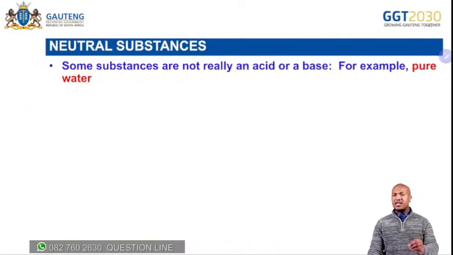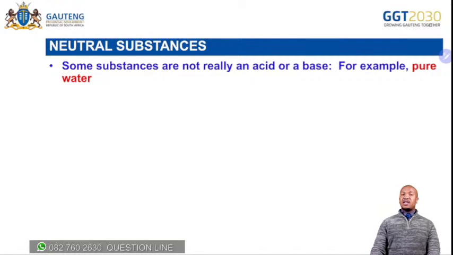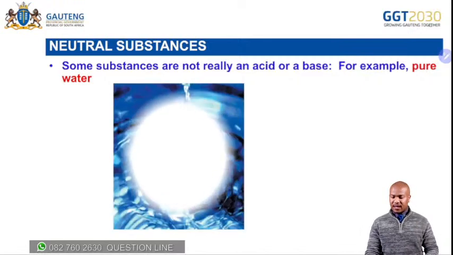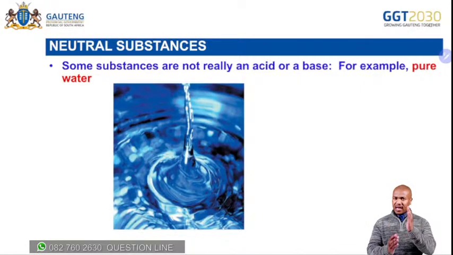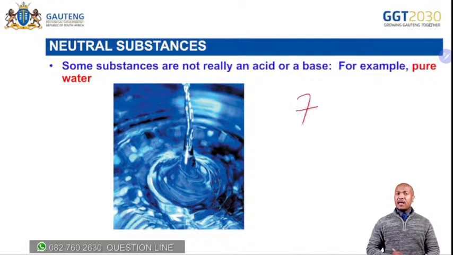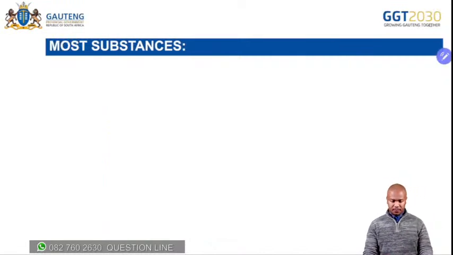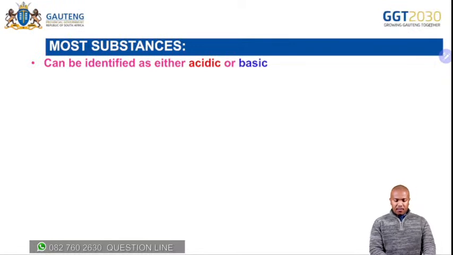Now, neutral substances. We said neutral substances are not acidic or basic. For example, pure water, right? Pure water is right there at pH 7, in between, right? It is not acidic and not basic. So therefore we say it is neutral. So now let's talk more about other substances. More substances can be identified as either basic or acidic.